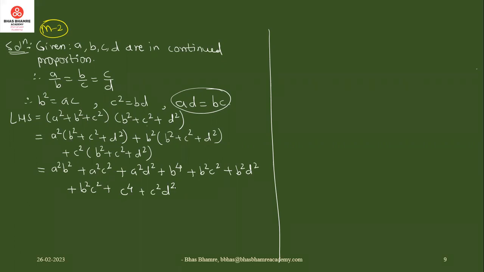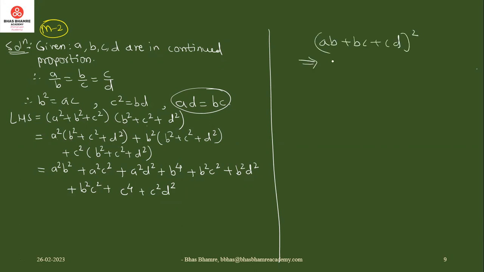So we have got total 8 terms or 9 terms. Let's count. Yes, we have got 9 terms. Very nice. Now keeping watch on our RHS, our RHS is AB plus BC plus CD the whole square.